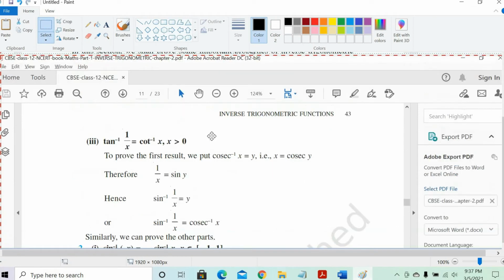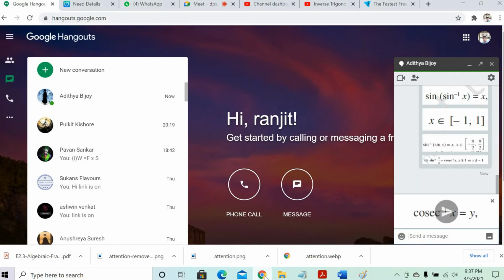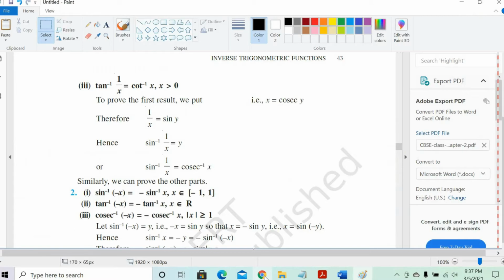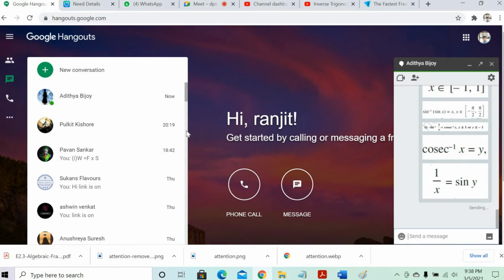Let's put the cosec inverse x as y. Then x will be equal to cosec y, correct? Now cosec y can be written as 1 by sin y. Cross multiply, sin y will be equal to 1 by x.